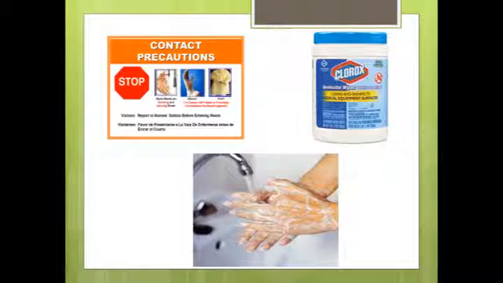This slide serves as a visualization of the content on the previous slide, which talked about contact isolations, the use of bleach products, and the importance of hand hygiene in the fight against Clostridium difficile infection.